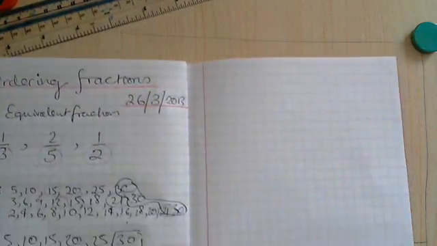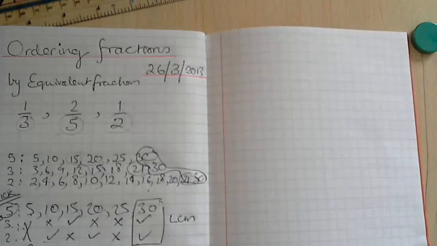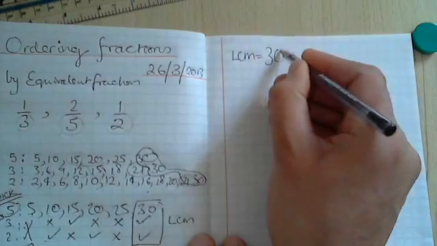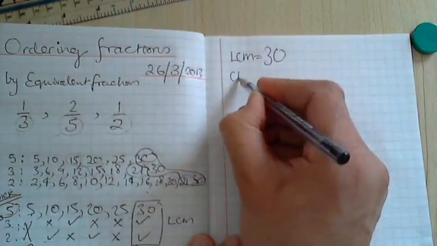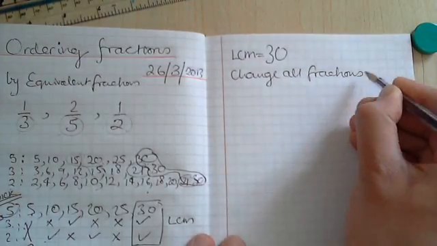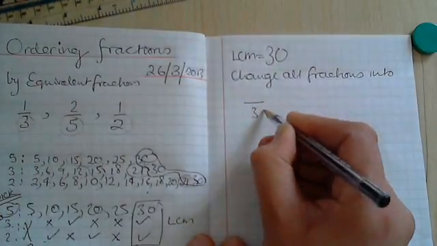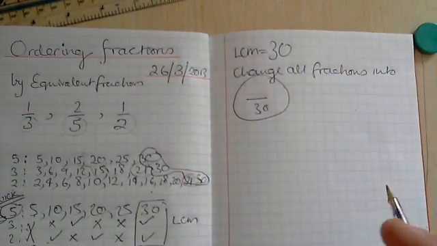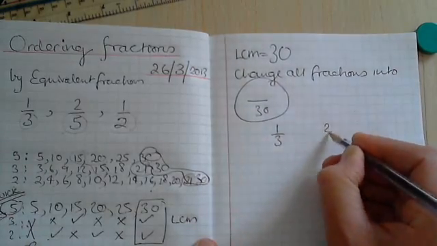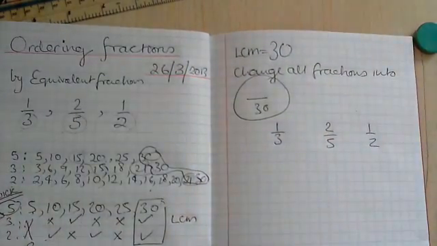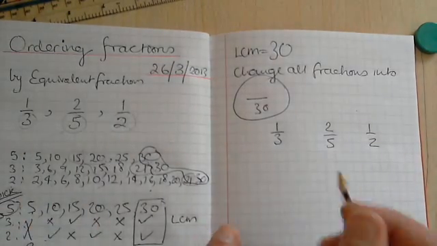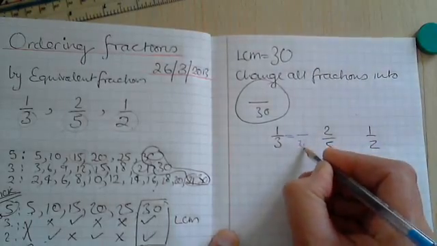Okay, let's move to this page here now. Okay, now, if the LCM is 30, so we need to change all the fractions into 30ths, or equivalent to 30ths. So let's go back to our original question. We have a third, we have 2/5, we have a half. So we know now that they can all become 30. All the bottom numbers can easily become 30. So I'm going to change color.